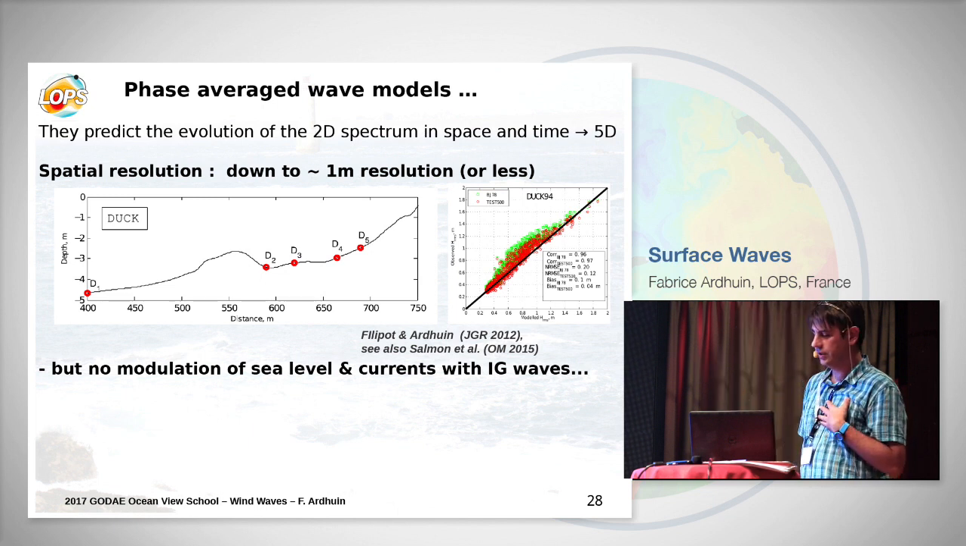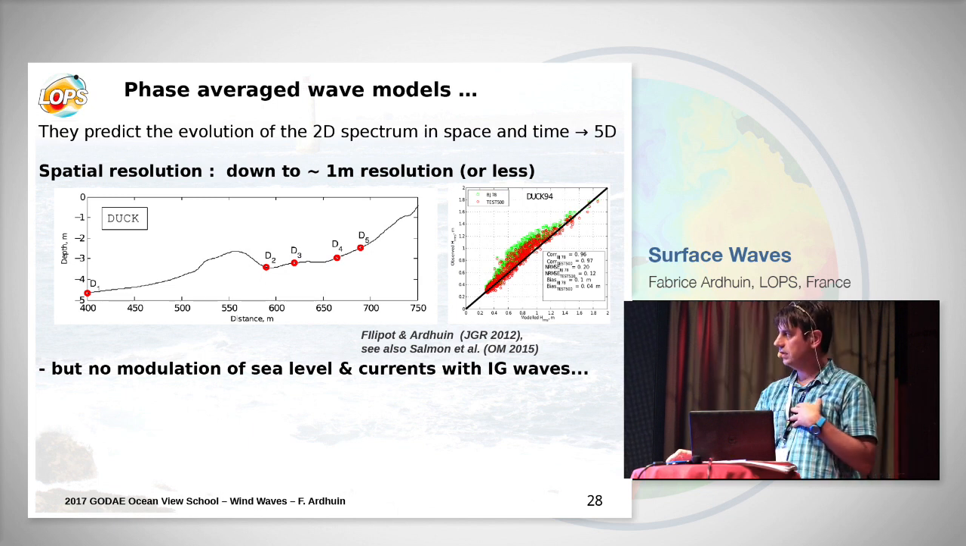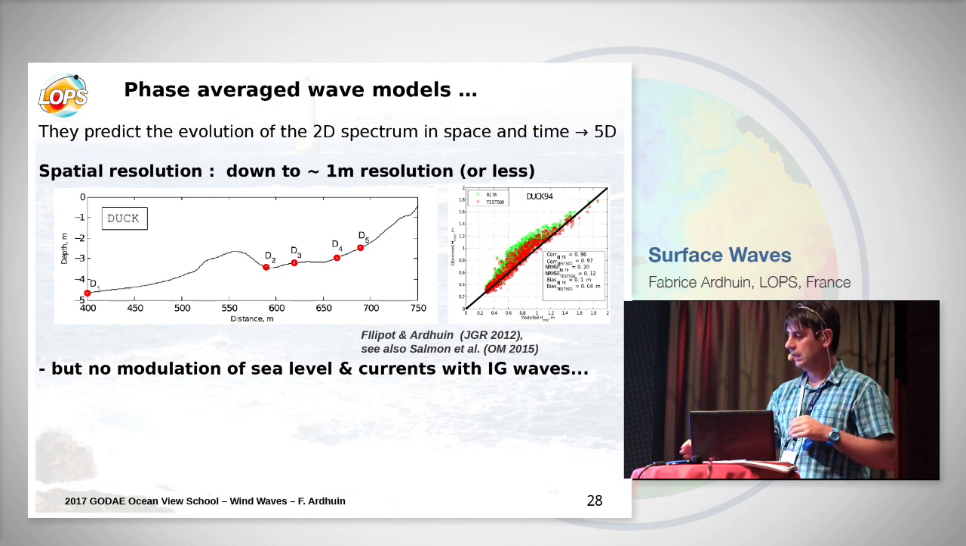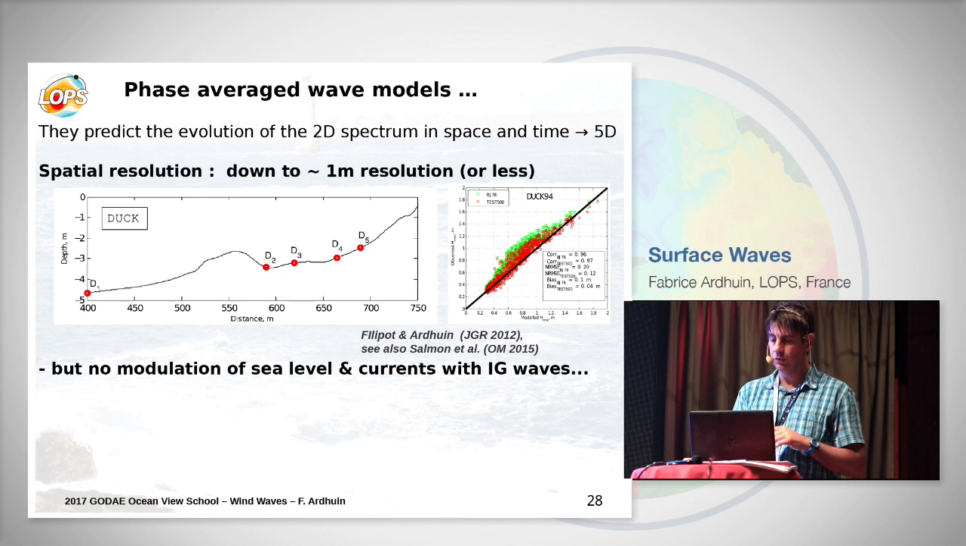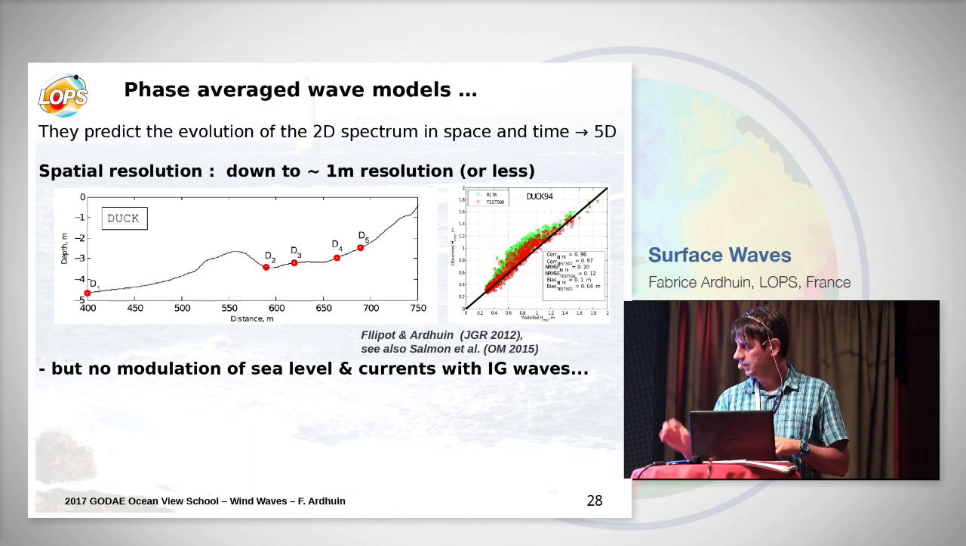Just to show you that it actually works even on the beach, this is an example from Duck, North Carolina, on the US East Coast. There are pressure gauges on the bottom, and you have a bar, and the water depth goes from 0 to 5 meters, with only 300 meters across. These are comparisons of WAVEWATCH III run at that scale with a couple of meters resolution compared to the observations, and it's not too bad. There's also a more detailed treatment of this kind of wave breaking in shallow water with SWAN done by Salmon et al.